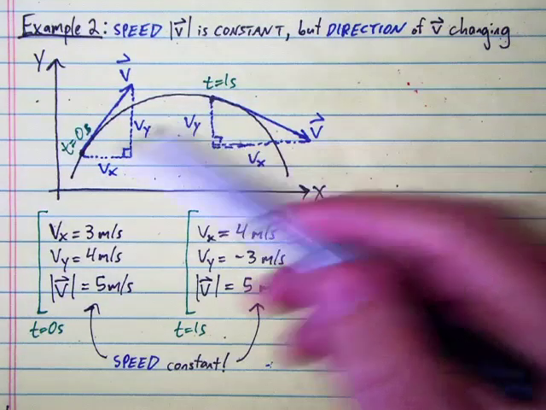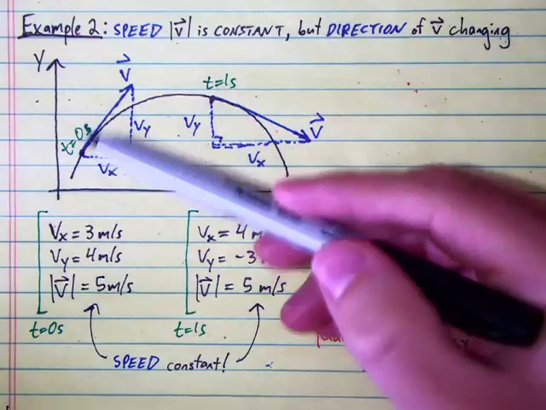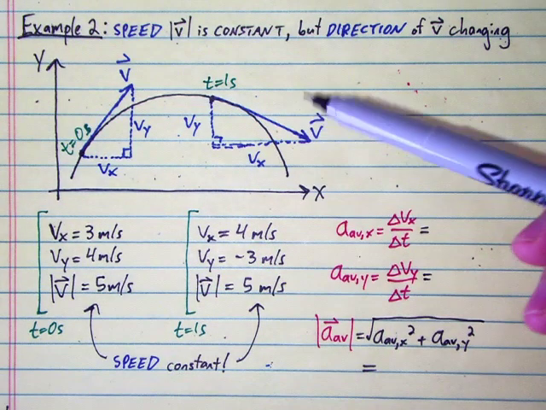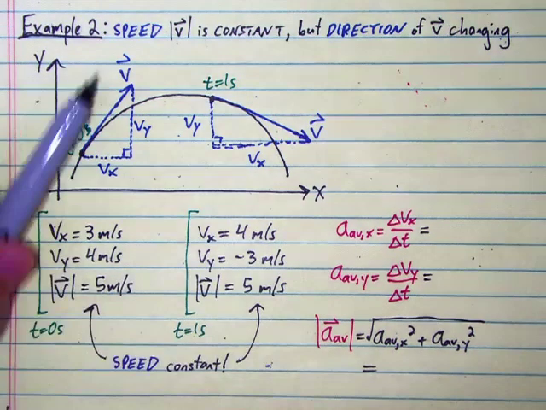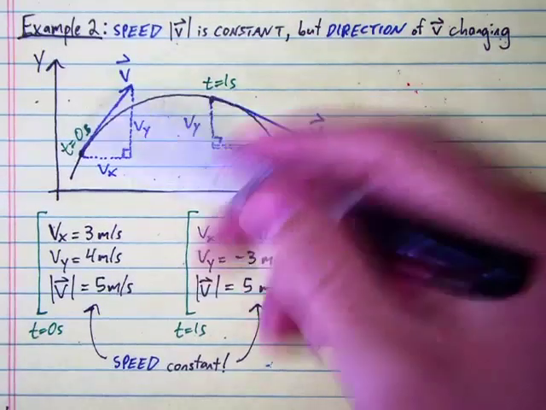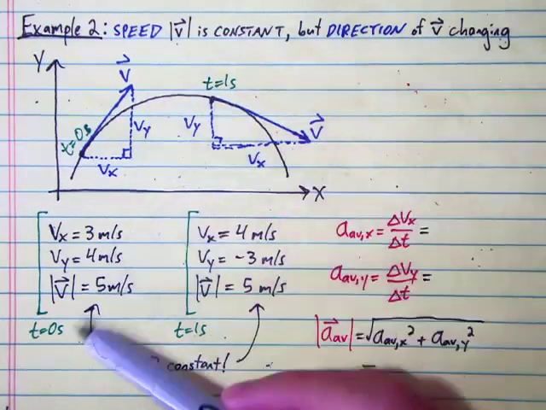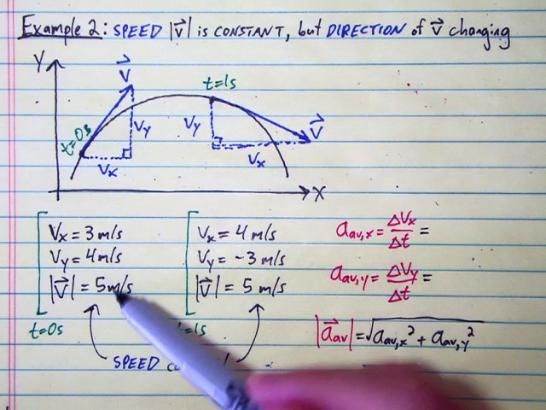Okay, is it accelerating in this case? Naively, you might say that if the speed is the same, then no, it's not accelerating. But we're about to show that if your direction is changing, you are accelerating. Okay, let's look at your components here at 0 seconds. Here, Vx is 3 meters per second, Vy is 4, so our magnitude is 5 meters per second.